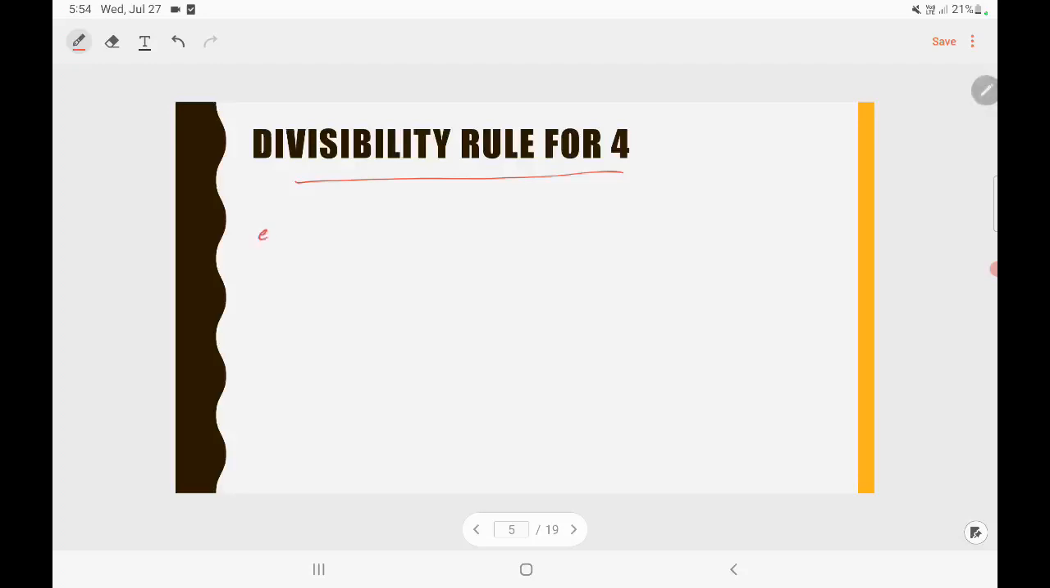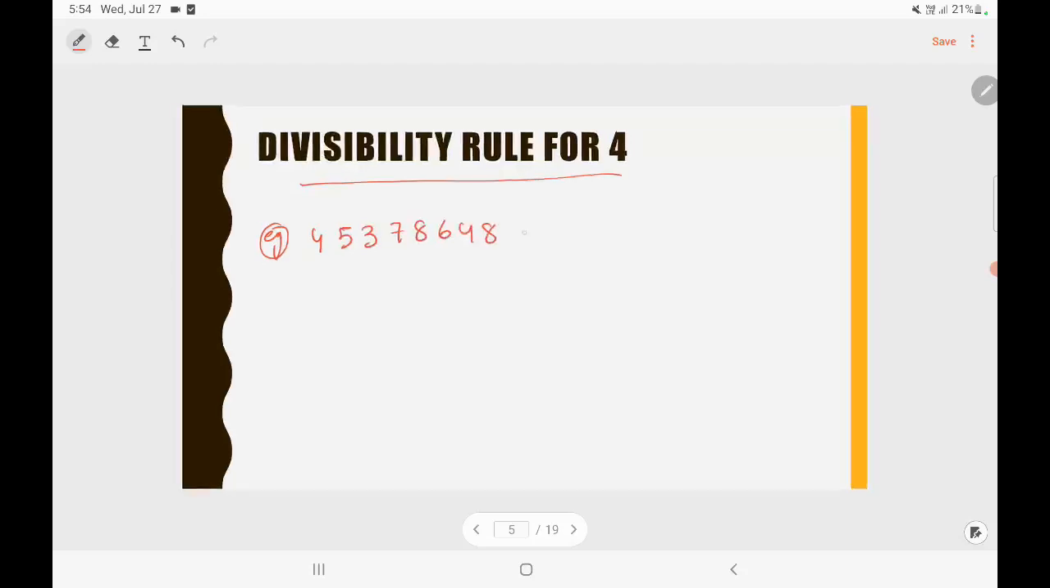Now we'll take an example again. Let's say you have a very big number, like this number. We need to check whether this number is divisible by 4 or not, right? If you do the normal division, it will take a lot of time. So for checking the divisibility rule for 4, what you need to do is just take the last 2 digits. Here the last 2 digits are 48, right?